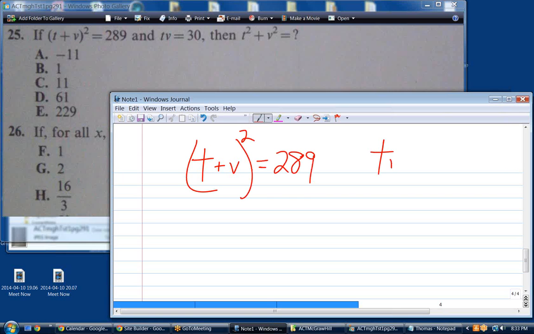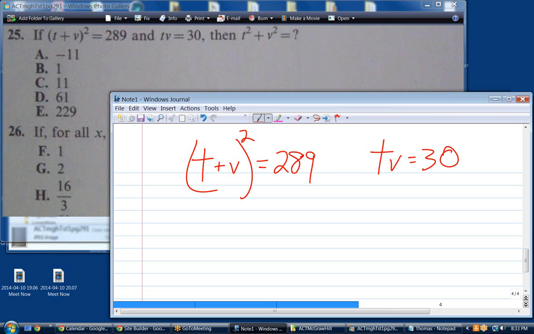I'm not going to say anything yet. They want to know what t squared plus v squared is. What's my first step going to be? First step would be to solve for t and v, I would imagine. Can't do it. It's kind of hard. So if you don't know what to do as a first step, do whatever you can do.